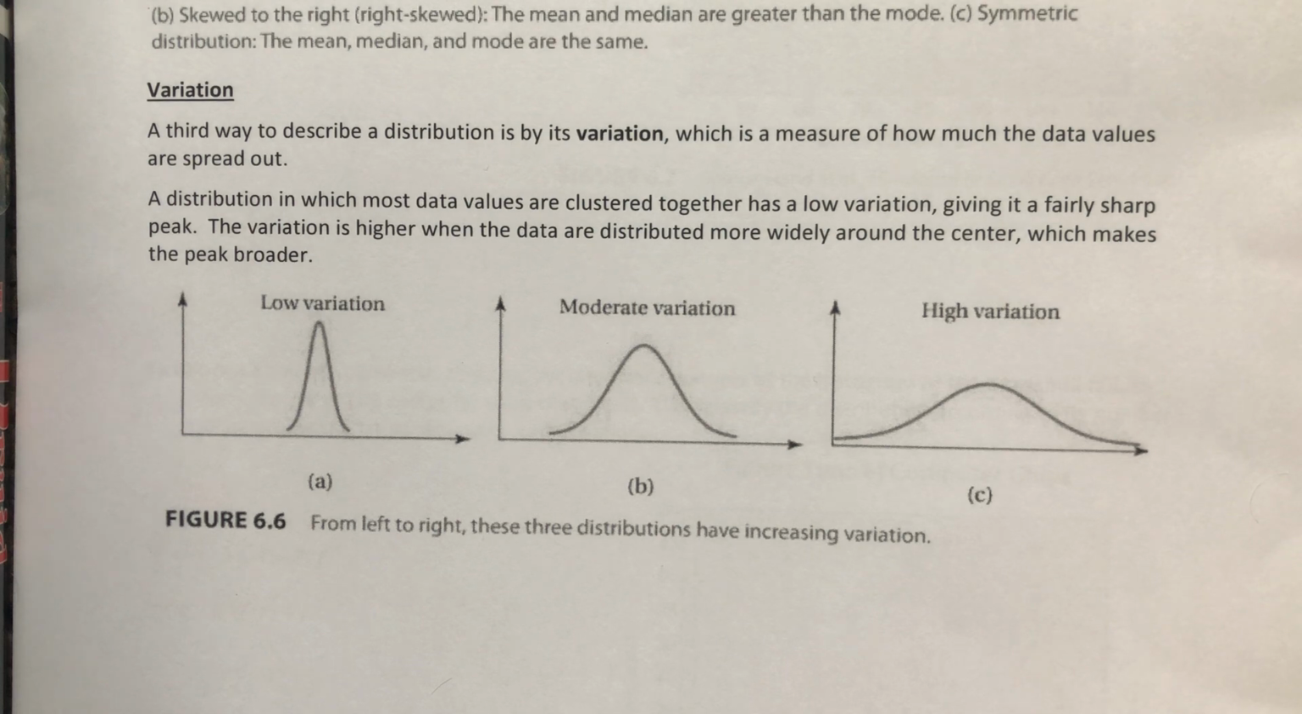B is a little bit lower on the peak, a little bit wider, giving you some moderate variation. And a high variation is a very flat peak. Okay, we got some low numbers, we got some high numbers, so we have a high variation between them.